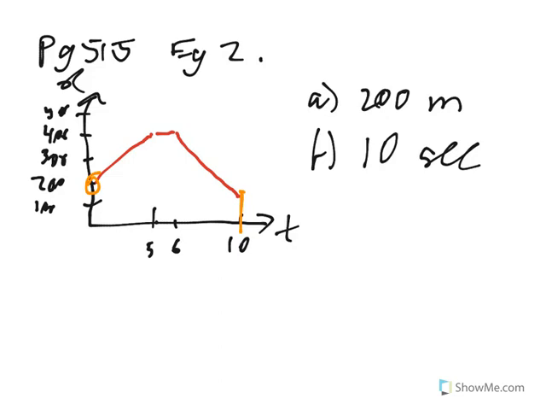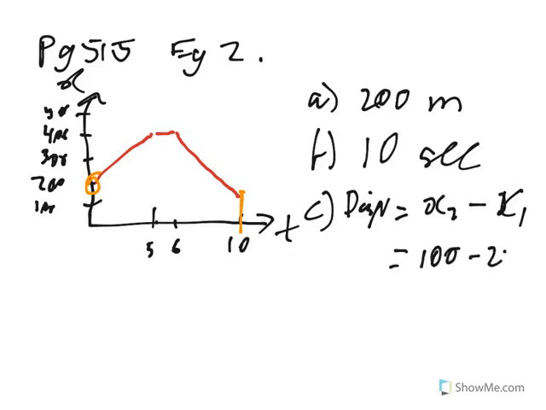Displacement, final displacement of the duck from its starting position. So final displacement is the final minus the initial position, so it's 100 minus 200, so minus 100 metres was the final displacement from its starting position.